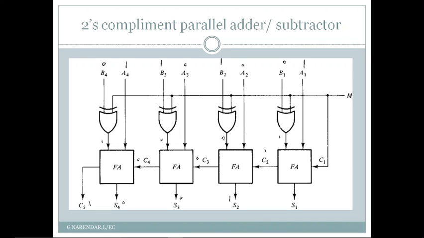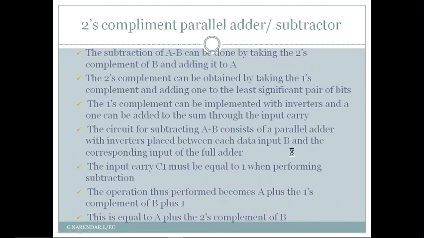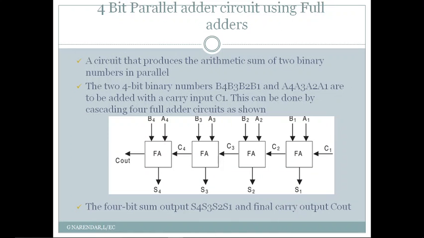We can show the actual combinational logic which performs both addition and subtraction by having one control bit. And here you can see that except these XOR gates and except this one bit called control bit M, the combinational circuit is the same as the parallel adder circuit.